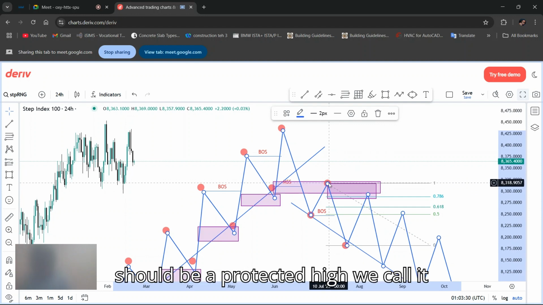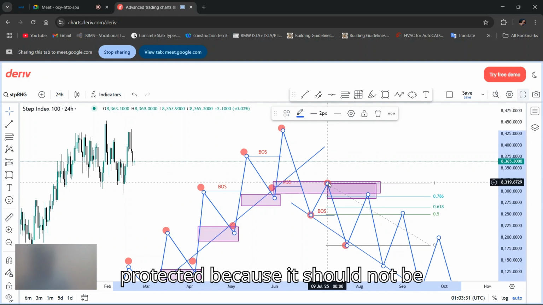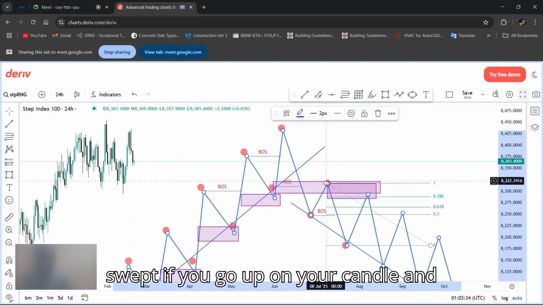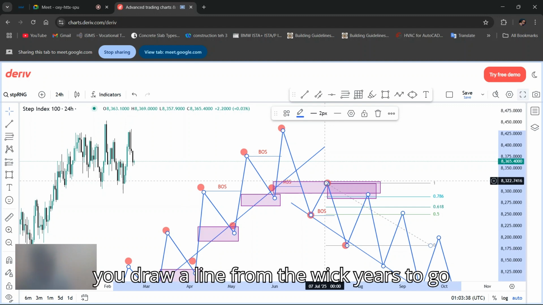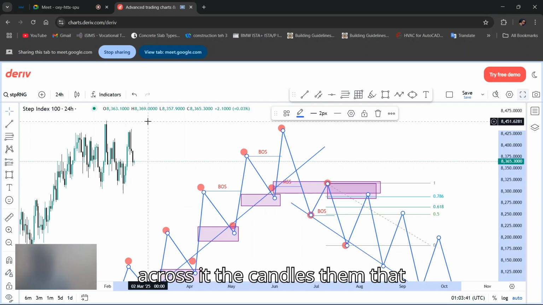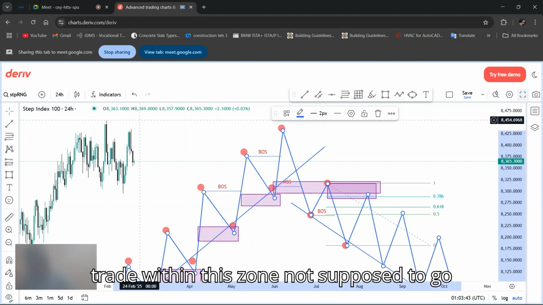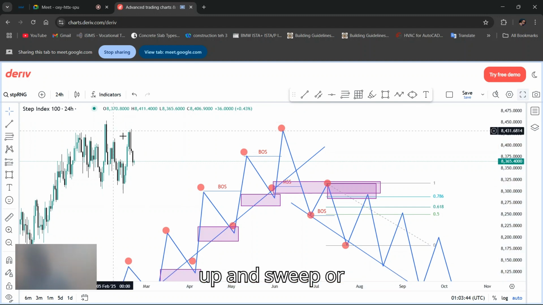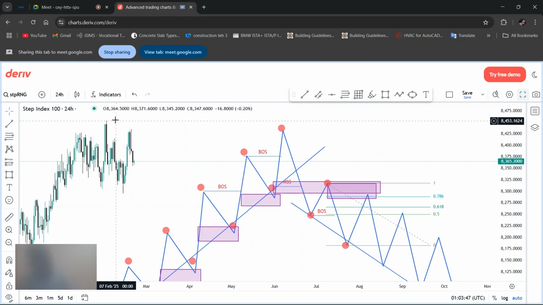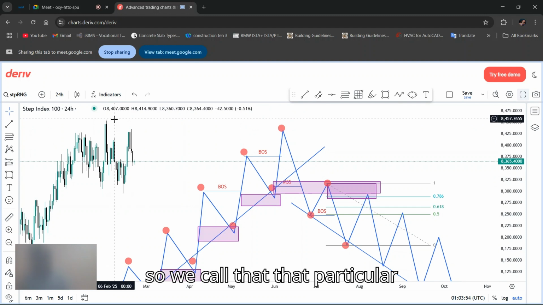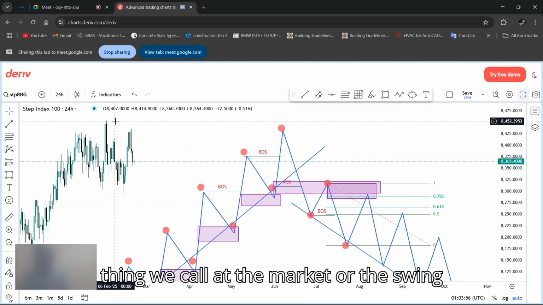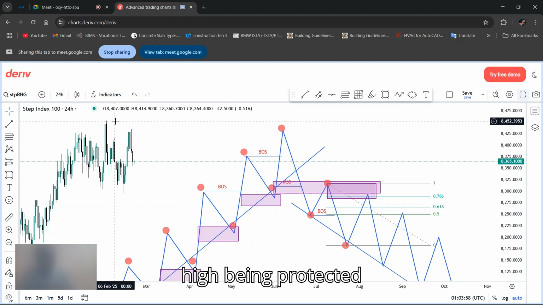So this should be a protected high. We call it protected because it should not be swept. If you go on your candle and you draw one line from the wick here to go across, the candles that trade within this zone are not supposed to go up and sweep or close above it at all. None at all. So we call that the swing high being protected. All right.